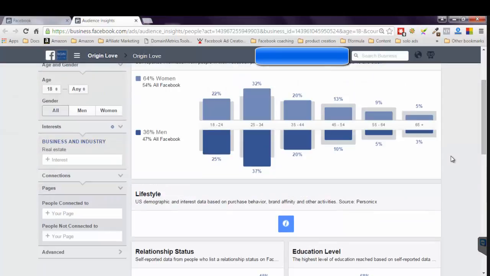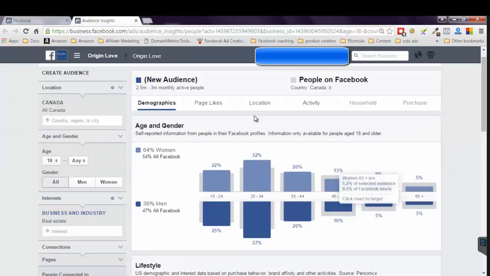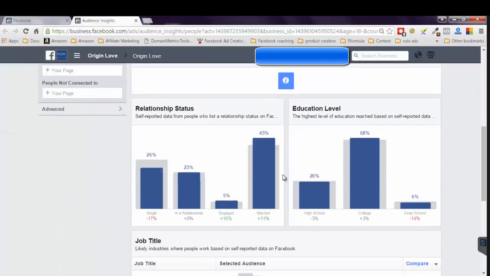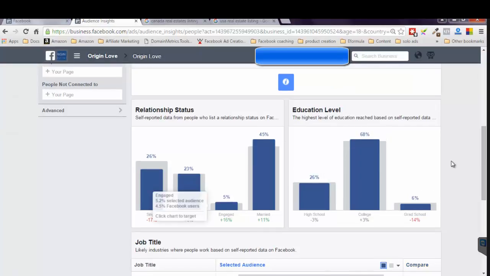Now we have a few data to write on our notepad here. We want to target people from 18 to 50, women, and married, and the highest education level is college. But for education level, probably it is not really relevant to our offer. You may or may not want to use it, because it doesn't relate directly to our offer. Yeah, and that's all.